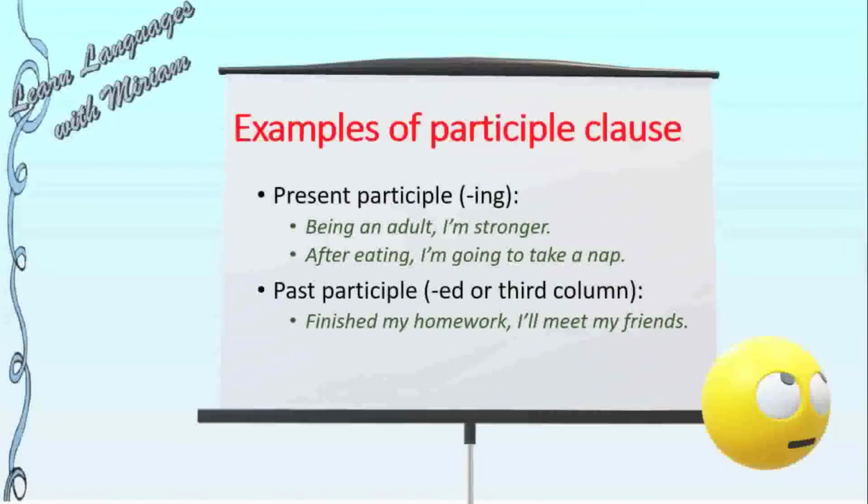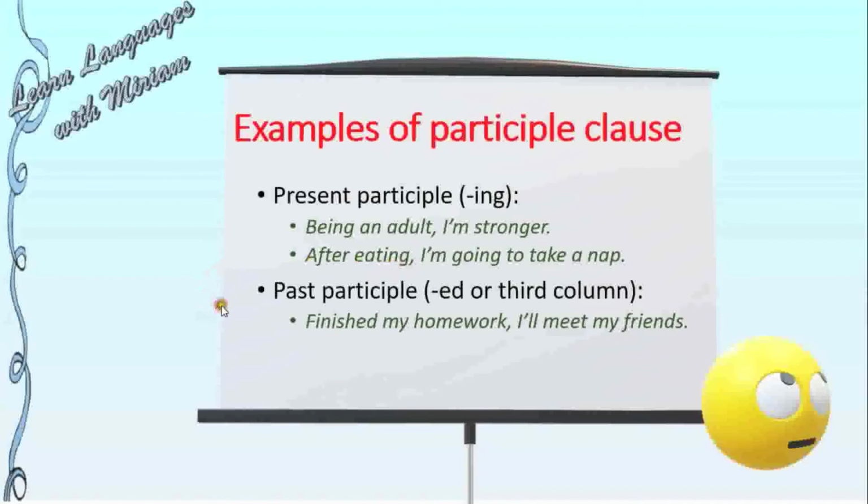So what are participle clauses? Here you have some examples. We have two different participle clauses. The first one is the present participle, ending in -ing. Example: Being an adult, I'm stronger. Or: After eating, I'm going to take a nap. What is the participle clause? This one here: being an adult and after eating.